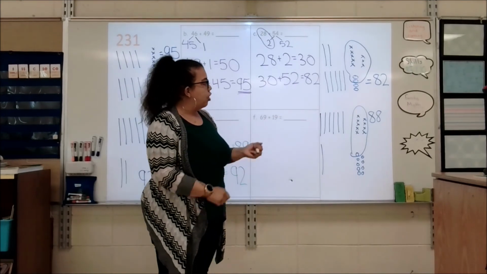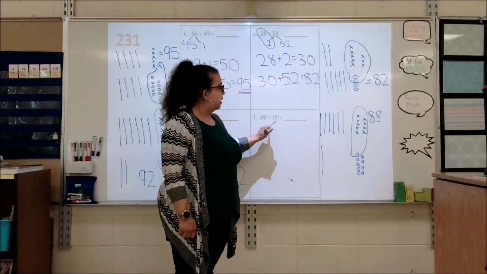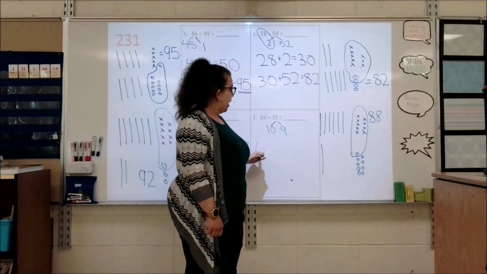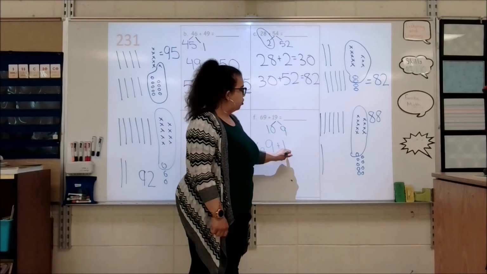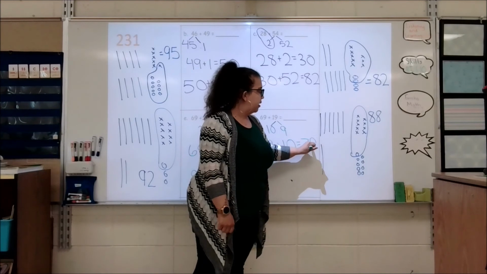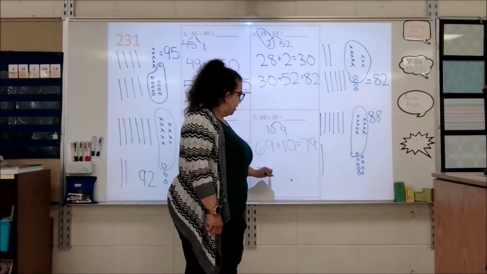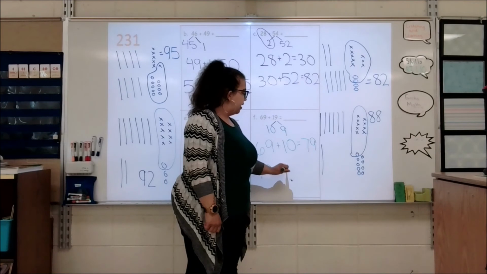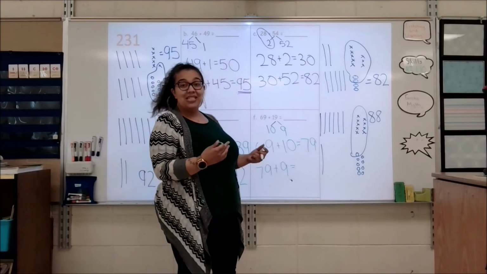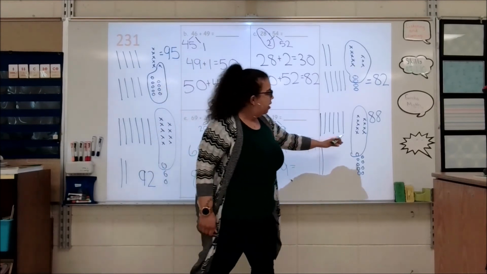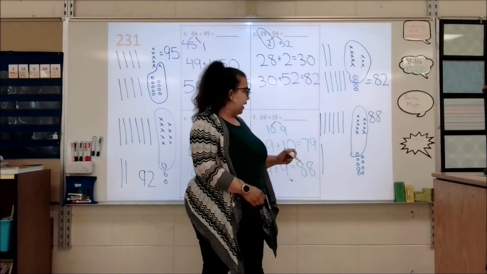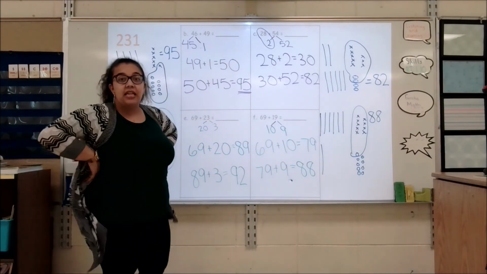So again here, we broke apart 19 into a group of 10 and 9 ones. That's what happened. We added the group of 10 to the larger part, 69, and another group of 10, we agreed was 79. And then to that 79, we added the remaining 9 ones. Well, 9 ones and 9 ones gave us 18 ones, which actually made a whole other group of 10. So 79 and 9, 88. 69 plus 19 is equal to 88.